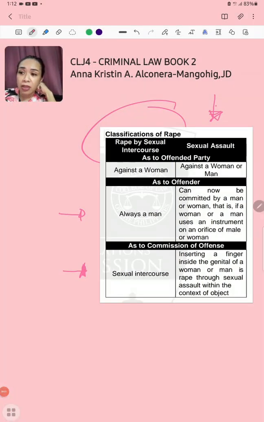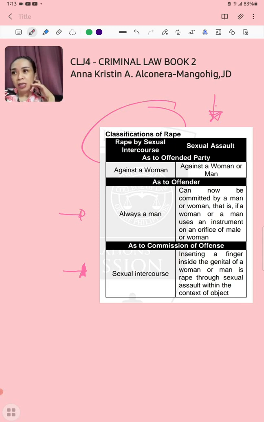So is it necessary that there is penetration? The answer is no, because even if the organ did not penetrate the woman or the anal orifice for that matter, no? Or the organ, for instance, sa babae, hindi rason na sabihin ng offender na hindi ko naman ipinasok, hindi naman naipasok completely. We cannot consider that na hindi rape pa rin yun.